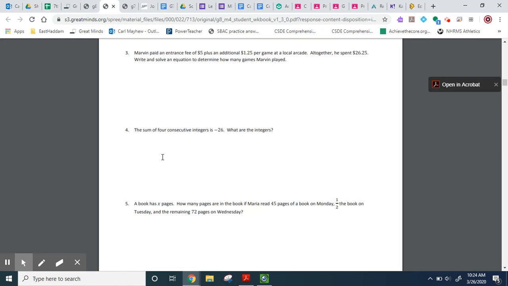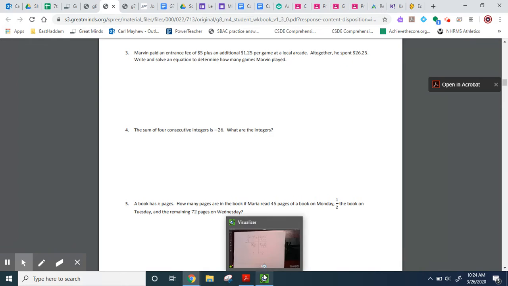The sum of 4 consecutive integers is negative 26. What are the integers? So first of all, you need to think about what the word consecutive means. Consecutive are numbers that are in a row. So like 1, 2, 3, 4. Now, obviously, when we're talking about sum means addition. So if we're adding four numbers that are all in a row, those numbers have to be negative numbers. Now it's determining what these negative numbers are.